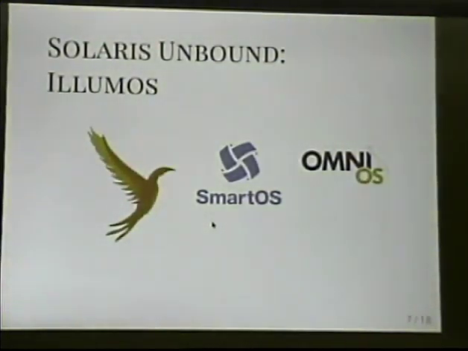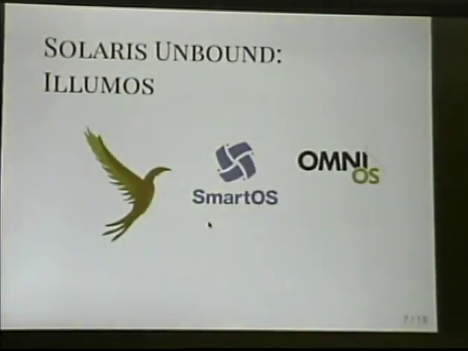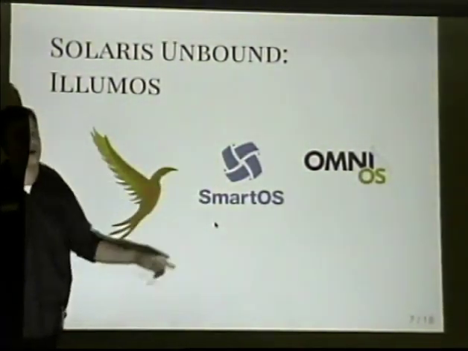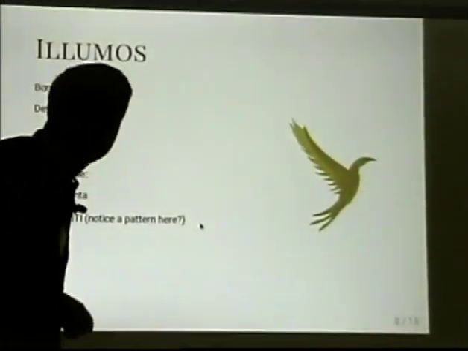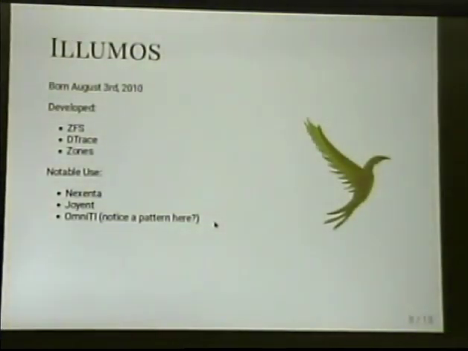The two major Illumos distributions, I guess the two major Illumos projects you should know about, are SmartOS, which is used for virtualization, and OmniOS, which is a general server operating system. Illumos developed ZFS, DTrace, and Zones, all of which I'm going to talk about in a minute. And the main companies are Nexenta, Joyent, and OmniTI.